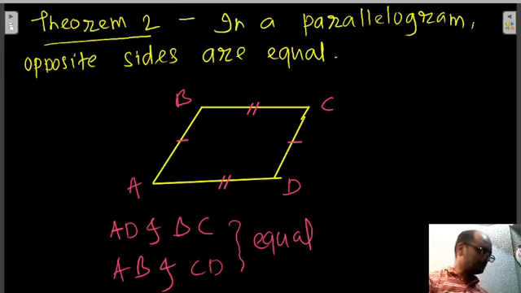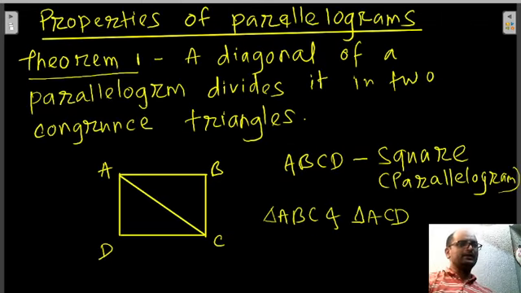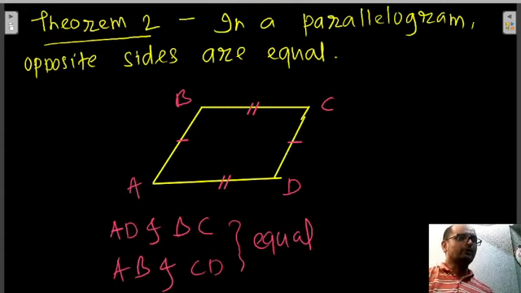Now we'll move on to the third theorem, having understood the second. In the first theorem, one more point I forgot to tell you: this angle and this angle are equal, and this opposite angle pair is also equal. Here, in the second theorem, the sides are equal. Okay, we'll see the third theorem.